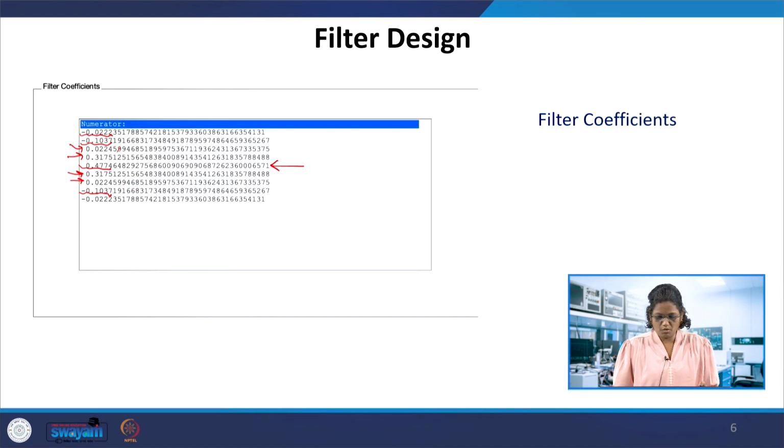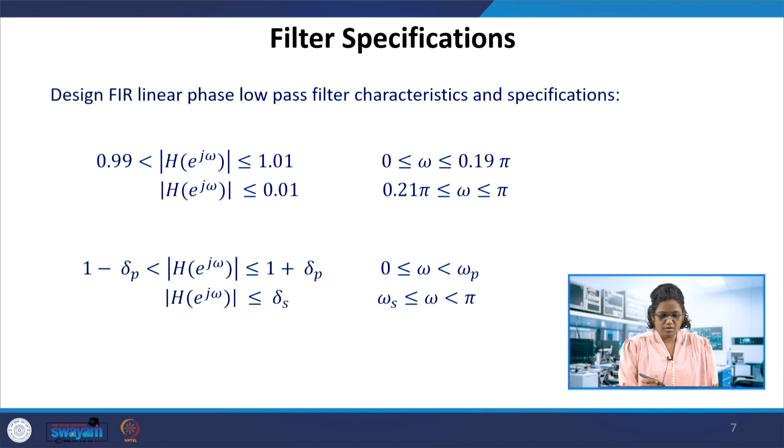So this is one, and after obtaining, for the same problem we have got the response as well as the coefficients. So getting into a few of the problems, how to go with the ripple. So in the previous case there is no ripple allowance specification given in the problem. So if we design an FIR linear phase low pass filter, its specifications are given here.